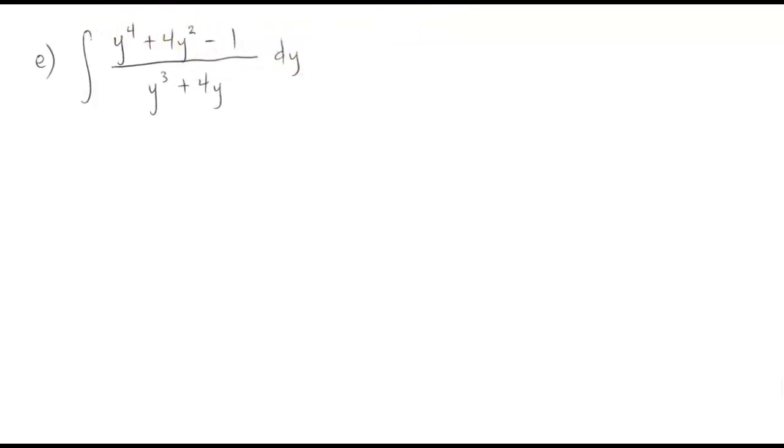And let's start off with this color here. So we will just say y cubed plus 4y. And we're going to divide that. We're going to take the y to the 4 plus 4y squared minus 1 and divide it by the y cubed plus 4y. So when we do this, of course, the first thing that we ask ourselves is y cubed times what gives us y to the 4th? And that is just going to be y.